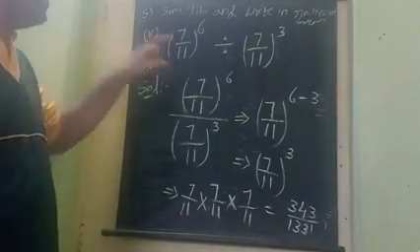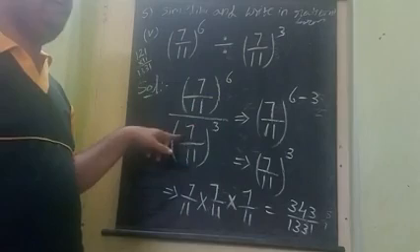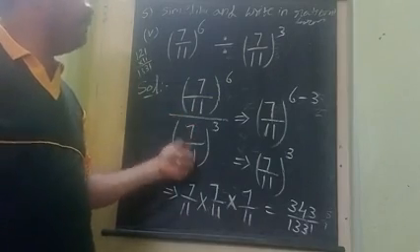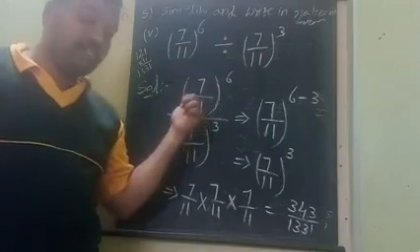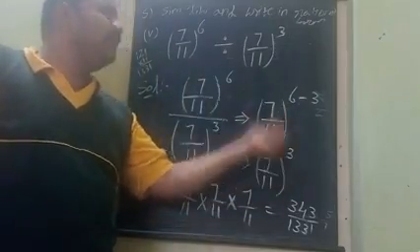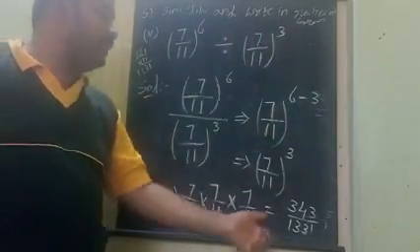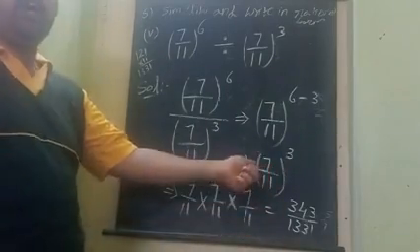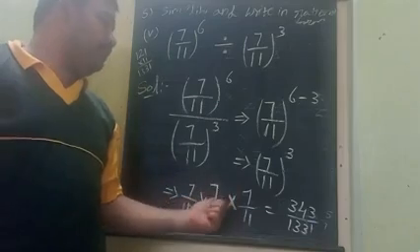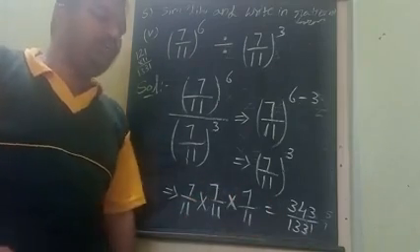Once again, see this one. Bases are same, so we have to apply the rule. Bases are same under division, powers we have to subtract. Before doing subtraction, take out the highest numerator power. This sum is not completed, they asked it in the form of a rational number. That means no power we want. To remove the power, we have to do multiplication.